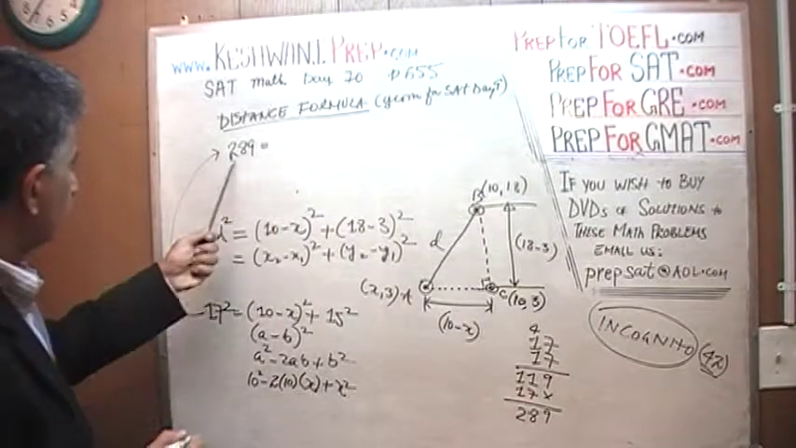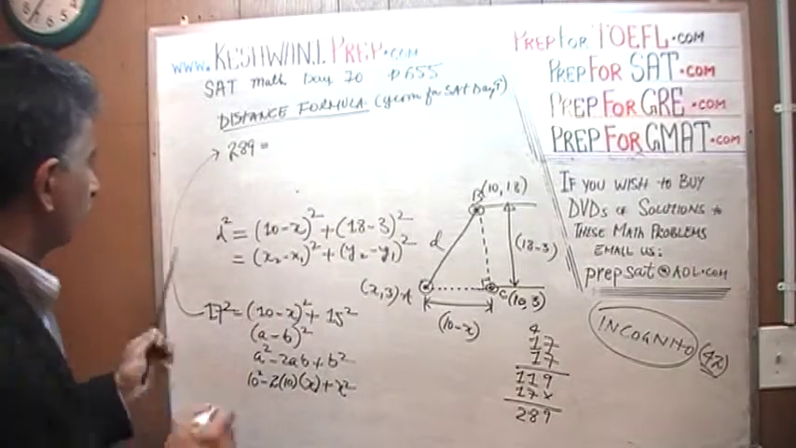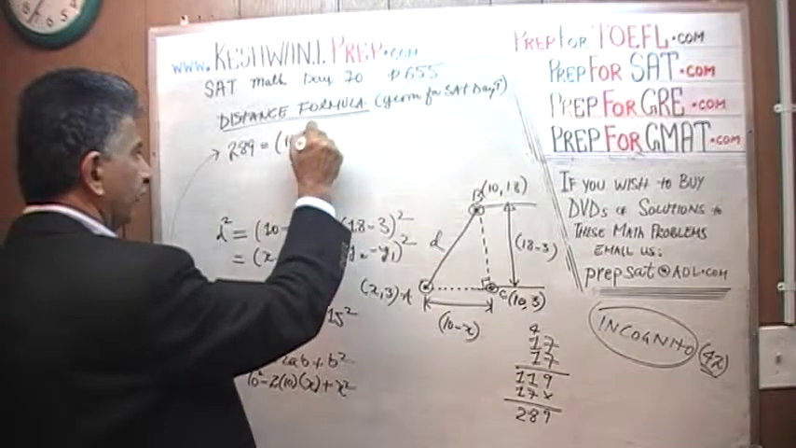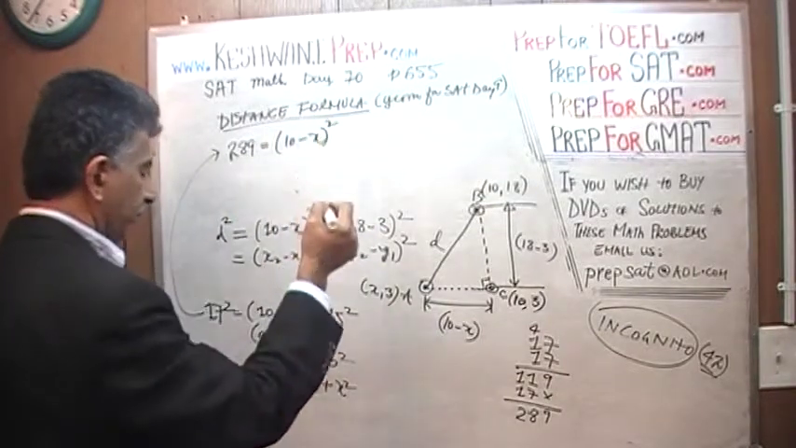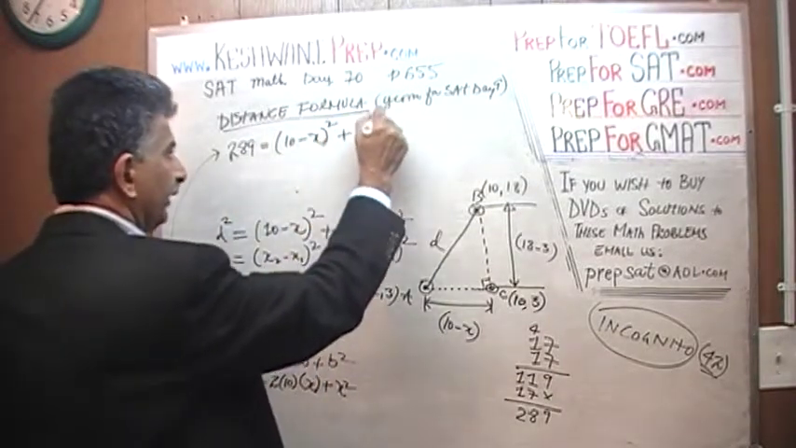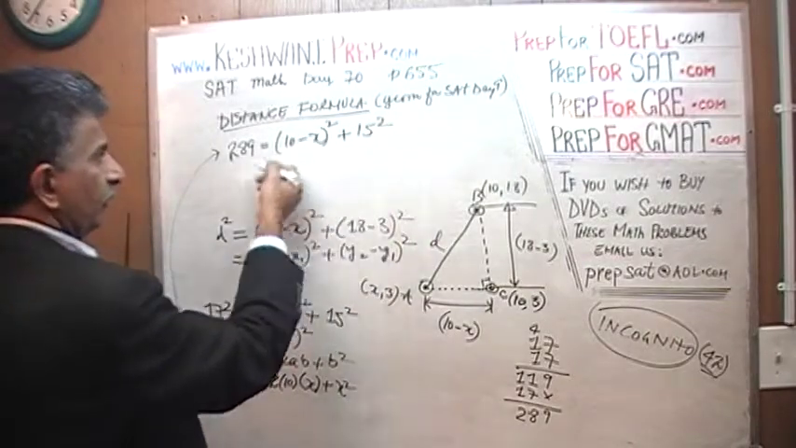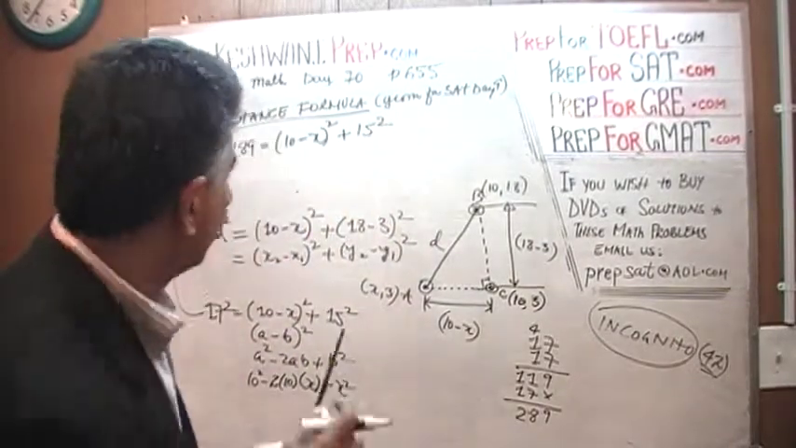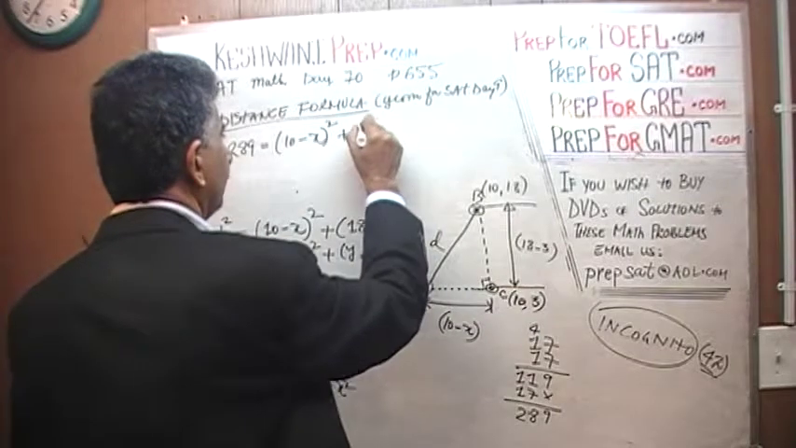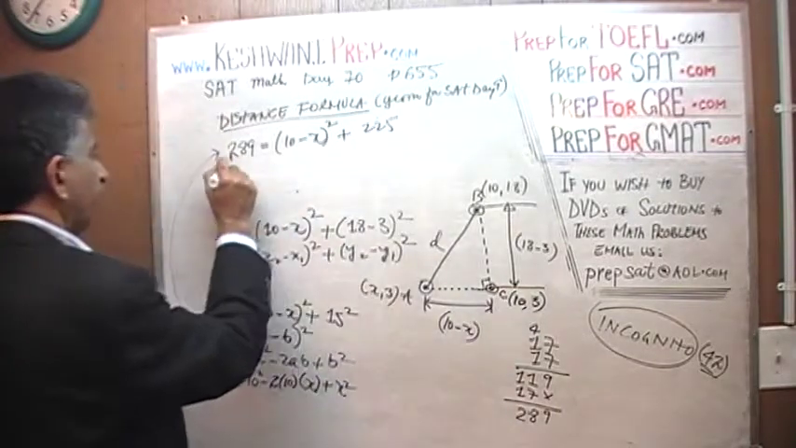Here's what's going to happen. This is 289, (10 minus x) squared. We're going to leave it like that. Just leave it like that. Don't open it. I've changed my mind. Plus 15 squared. Let's subtract 15 squared from both sides. 15 squared is 225. Let's subtract 225 from both sides.